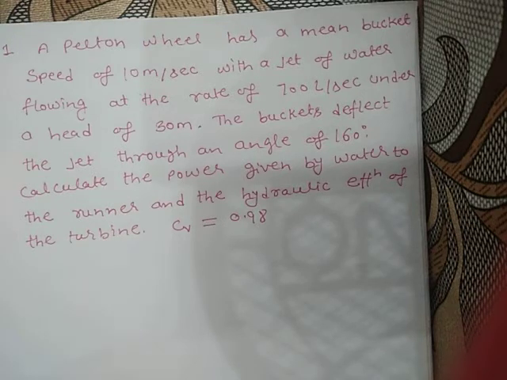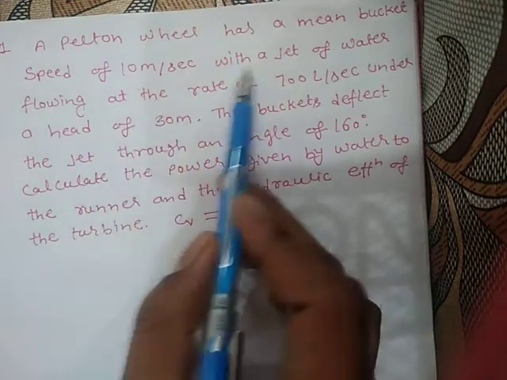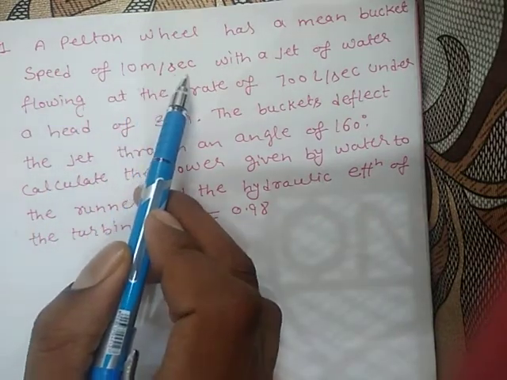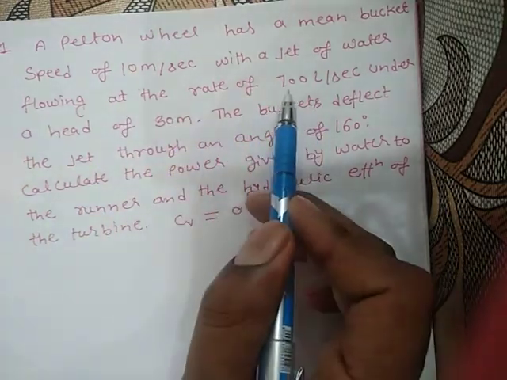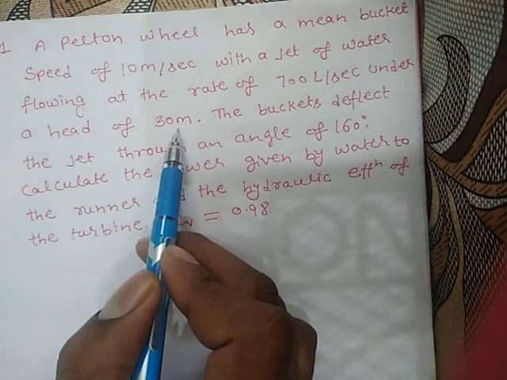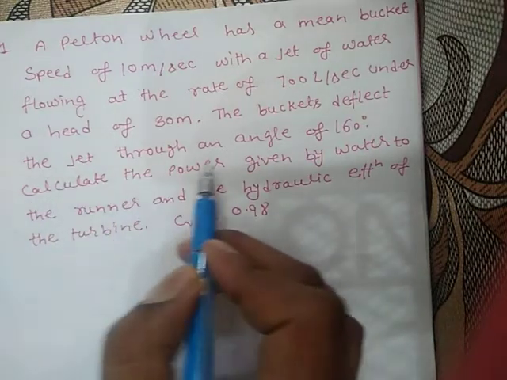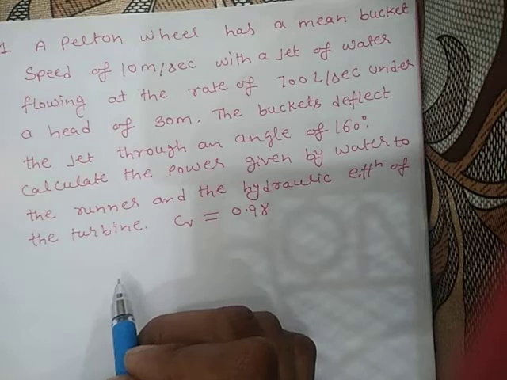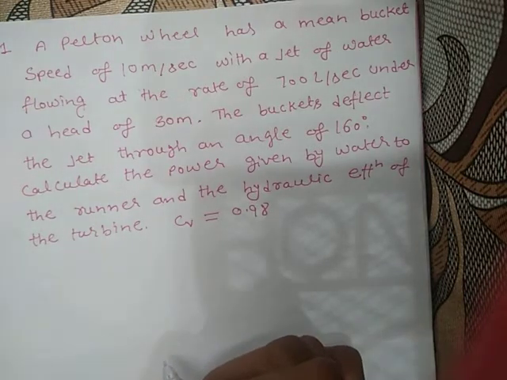Okay, so see carefully. First of all, a Pelton wheel has a mean bucket speed of 10 meter per second with a jet of water flowing at the rate of 700 liter per second under a head of 30 meter. The buckets deflect the jet through an angle of 160 degrees. Calculate the power given by water to the runner and the hydraulic efficiency of the turbine.